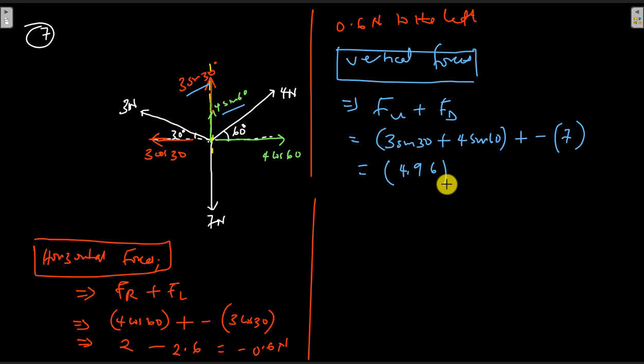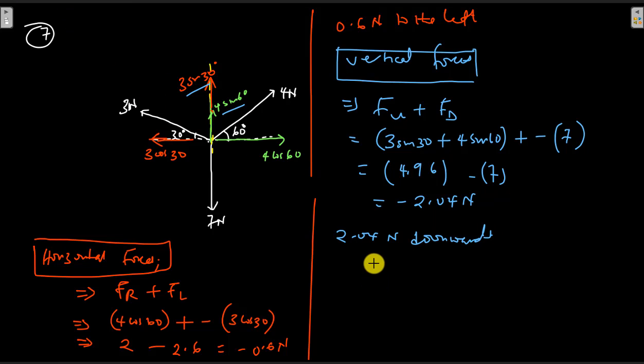4.96 minus 7. Okay, so we don't do that. Oops, 4.96 minus 7, that's negative 2.04 newtons. So this actually means 2.04 newtons downwards.